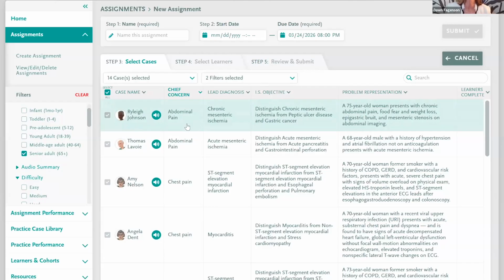Abdominal pain is the chief concern. That is all that your learners are going to see, and you'll see that today when Dr. Stevanovsky goes through an assignment with you. So that's all that your learner sees. This here is a fantastic play audio summary button.